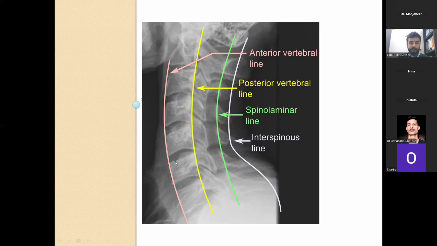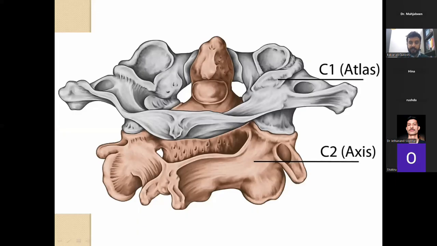Next important thing is that in case of C1 and C2, C1 is also known as the atlas, as it is bearing the weight of our entire skull. Important thing is that it has no vertebral body, but it only has the arch, anterior arch and the posterior arch. The vertebral body embryonically has been combined to the body of the C2, and together it forms the dens or the odontoid process.